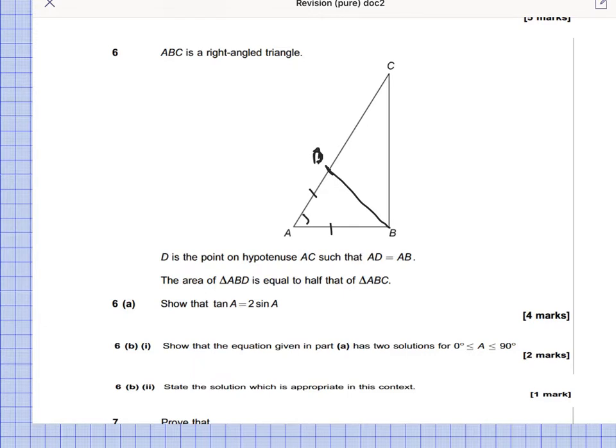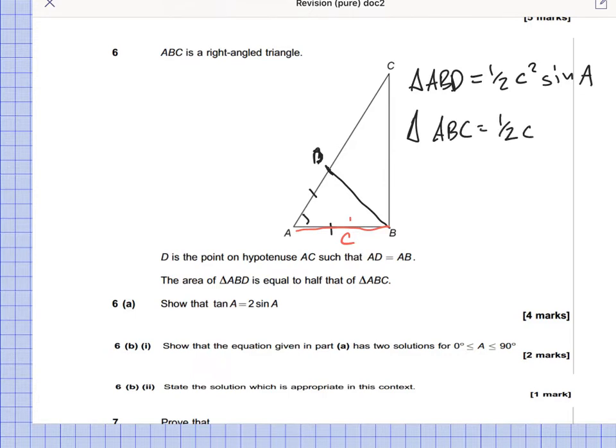Now the question is asking us to focus on areas, and the area of triangle ABD is equal to a half. Now this line down here we'll refer to as C because it's opposite to angle C. So we get half C squared sine A using the formula for the area of a triangle. The other formula for the area of a triangle is half base times height. I'm going to use that formula to get the area of ABC. So a half base C times the height, which is A.